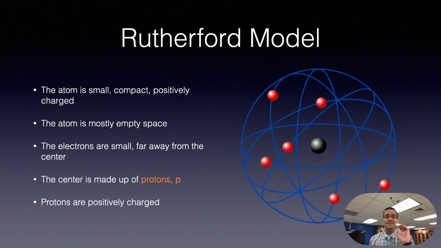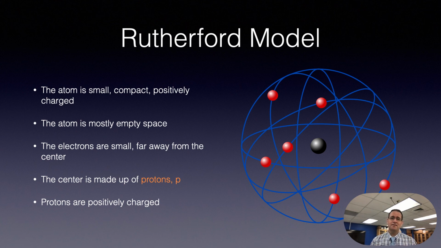Now, this is his model. He found basically a few different things, okay? First, the atom is very small, compact, and positively charged, all right? The atom is mostly empty space, all right? And then the electrons are very small and far away from the center.